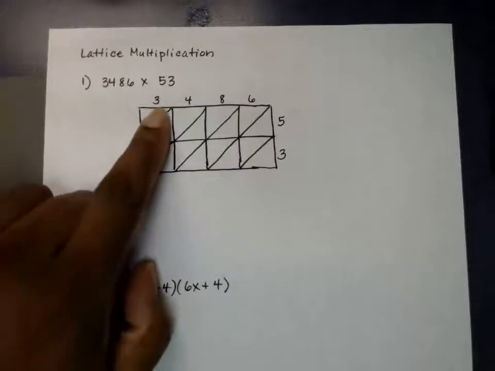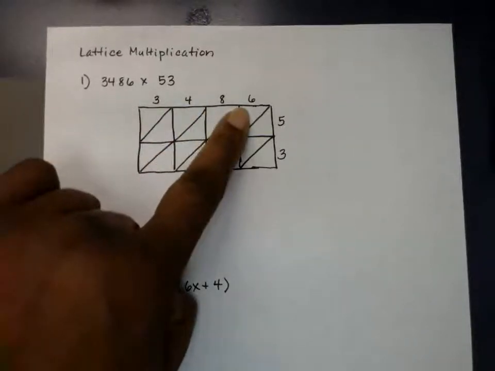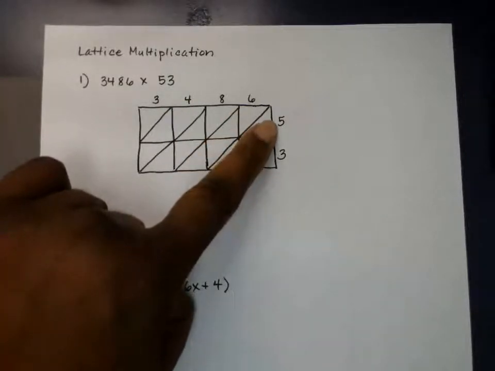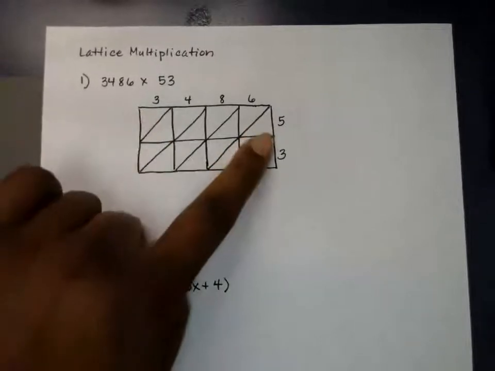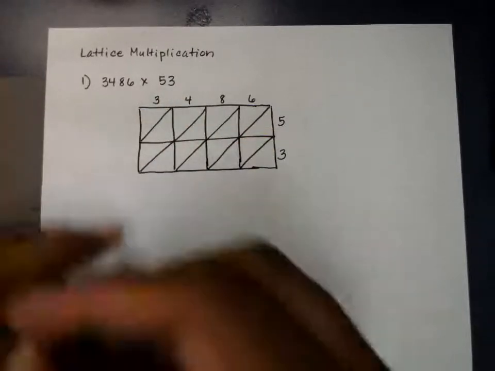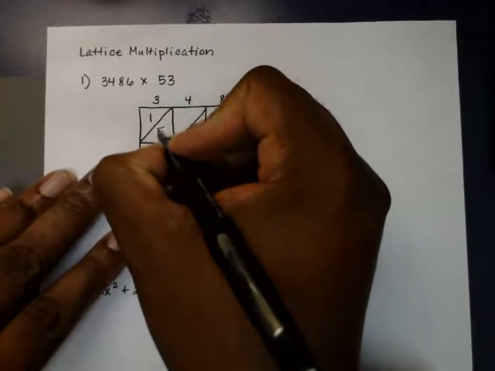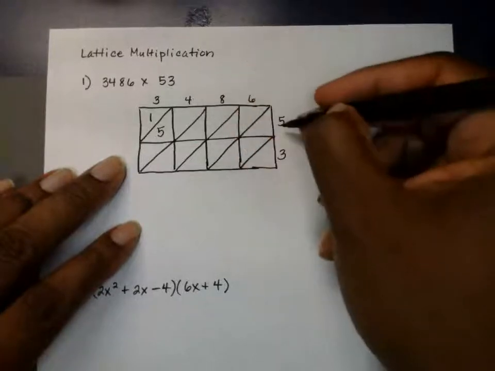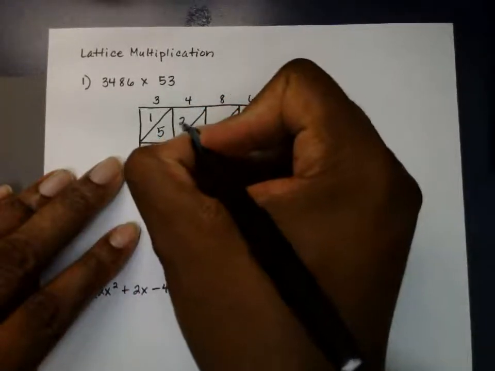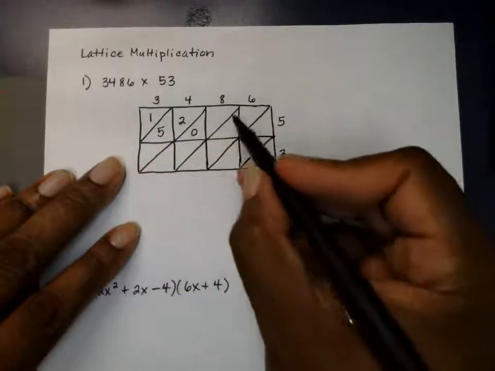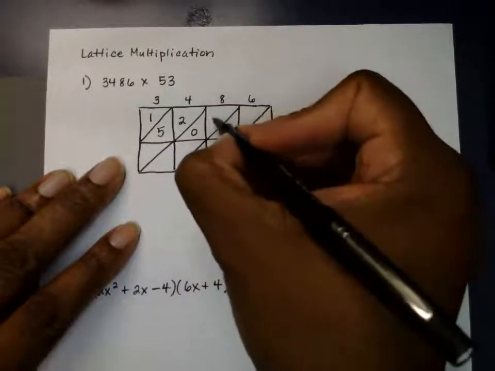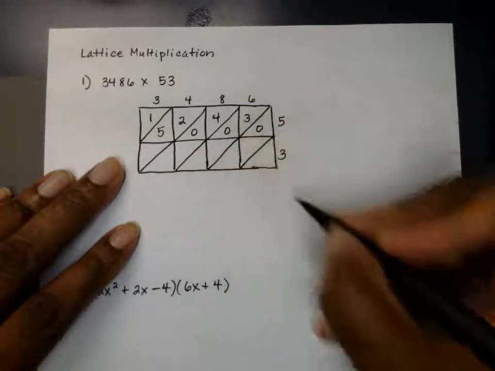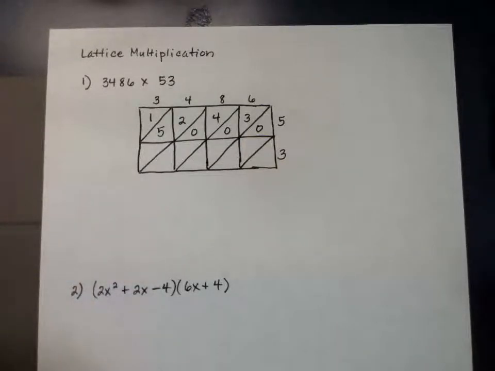Now, what I'm going to do here is multiply each and every digit on the top for each column by the number on each row, like 3 times 5. That would be 15. So the 1 goes here, and the 5 goes there. And then 4 times 5 will be 20. So I'll write a 2 here and a 0 there. And then 8 times 5 will be 40. And then 6 times 5 will be 30. Notice I'm writing 1 digit per triangle.